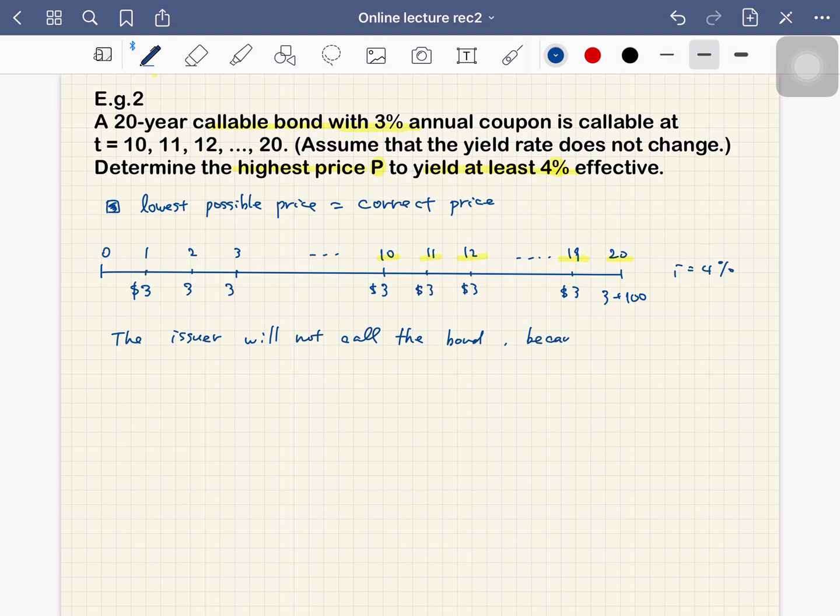Because they want to keep paying the lower coupon. Keep paying a smaller coupon than the yield rate. So the yield rate is 4%, then there is no reason to call. So the issuer only has to pay the $3 coupon, the 3% coupon.